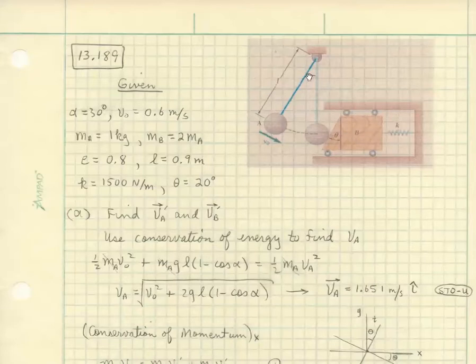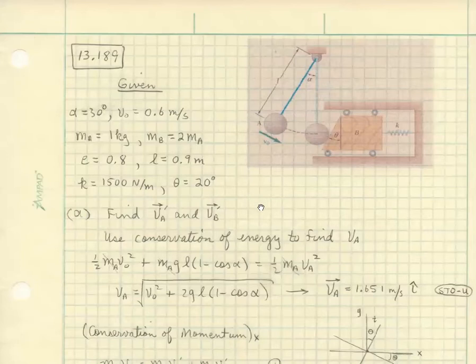We're told that this initial angle that it's dropped from is alpha equal 30 degrees, and that the speed that it has when it's dropped from this angle is 0.6 meters per second. Mass of A is 1 kilogram, mass of B is 2 times the mass of A, which means it's 2 kilograms. The coefficient of restitution in the collision here is 0.8, and the length of the string right here is 0.9 meters. We're told that the spring constant is 1,500 newtons per meter, and the angle of the sloped face right here is 20 degrees with respect to the vertical.